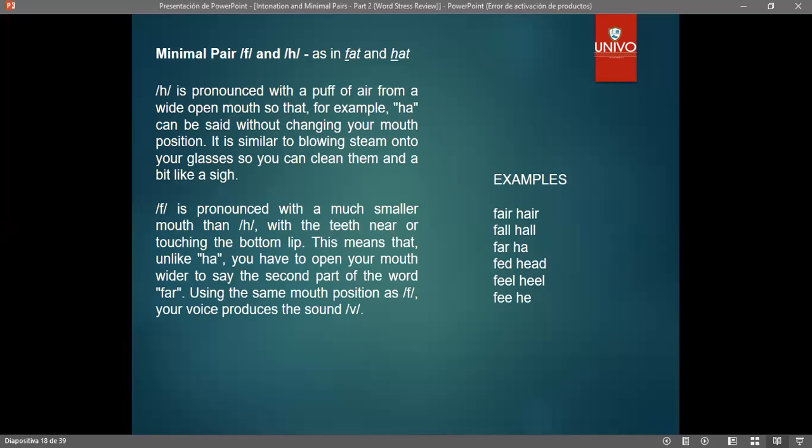Continue. Okay. The same, right? The same consonant F and the H. Why the H? Remember that the H in English can be pronounced or not. Can be silent or can be pronounced. Like in the example you have over there. Fair and hair. Hole and whole. Far and ha. Head and head. Feel and heel. And feel and he.